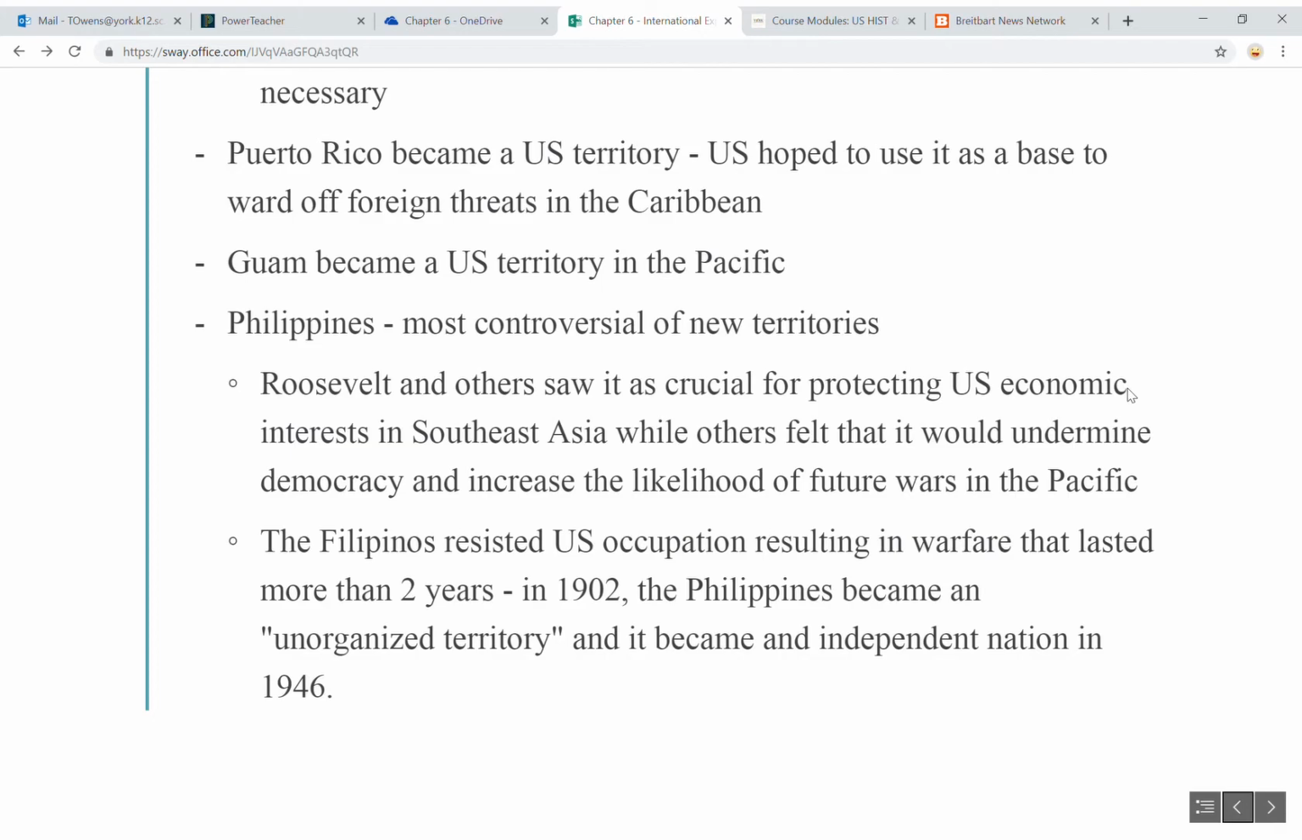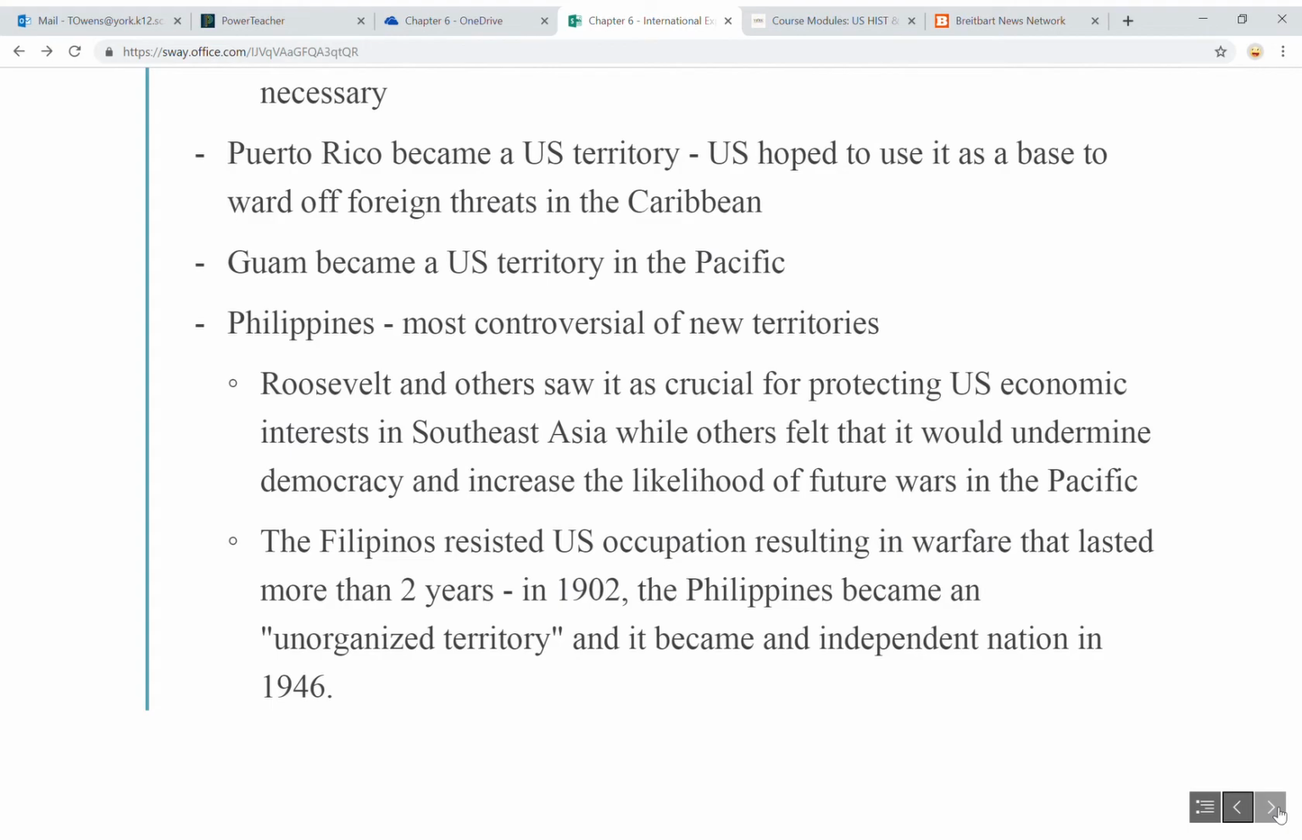Now, the Philippines is going to divide Americans too. Some who support taking the Philippines and others who don't. But understand the Filipinos did not want to join the United States, and they're going to resist U.S. occupation for 2 years. And y'all, by the way we treated the Filipinos was horrendous. It was not democratic. We did not extend constitutional rights to these areas.